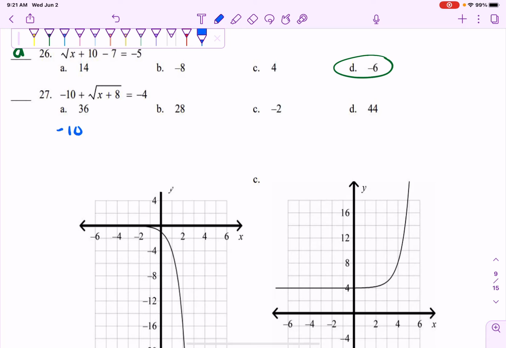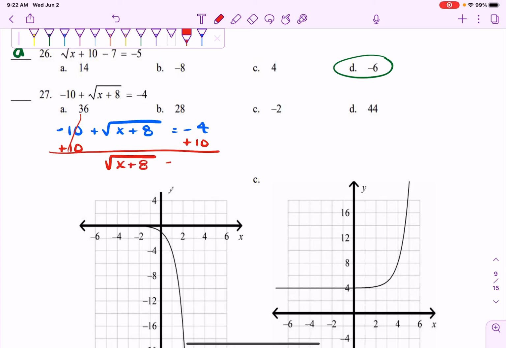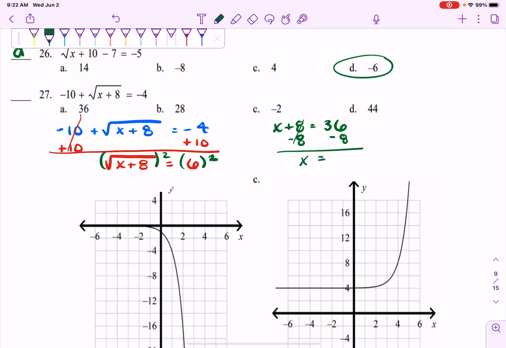Okay, and this one, same thing. I'm going to try to get the square root by itself. So my first piece is going to be to get rid of this negative 10. The opposite of negative 10 is positive 10, so I'm going to add 10 to both sides. So the square root of x plus 8 equals 6. And then again, we're going to square both sides. So I have x plus 8 equals 36. And then my last thing to get x alone would be to subtract 8. So I get x is 28. So the answer would be B.